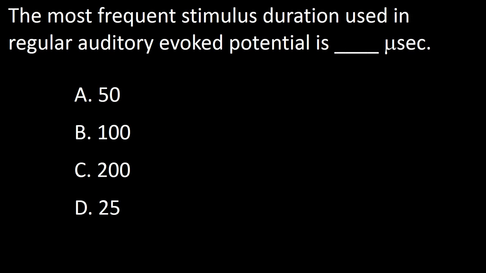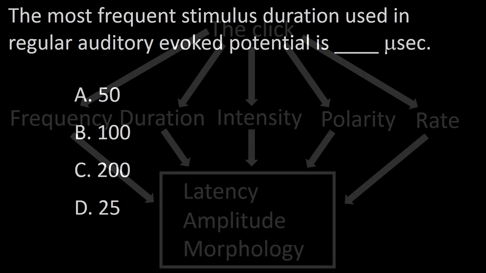Next question. The most frequent stimulus duration used in regular auditory evoked potentials is dash microseconds. A. 50, B. 100, C. 200, D. 25.